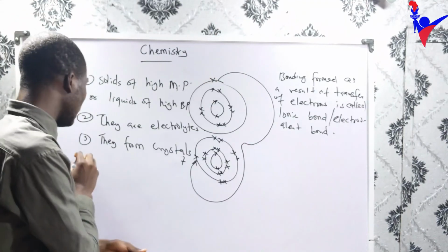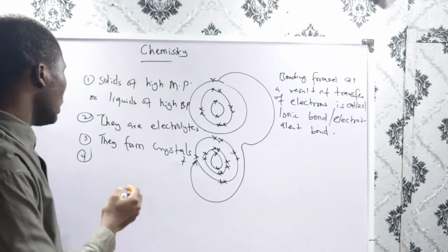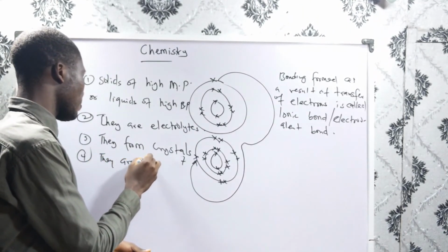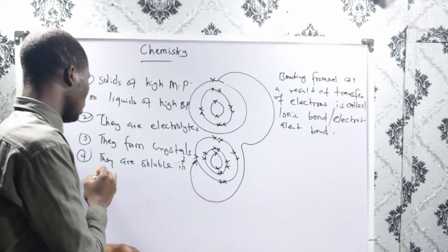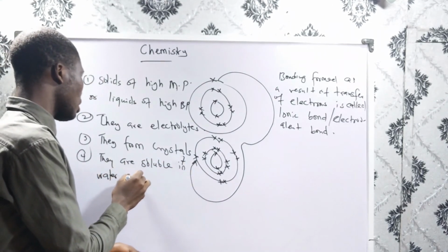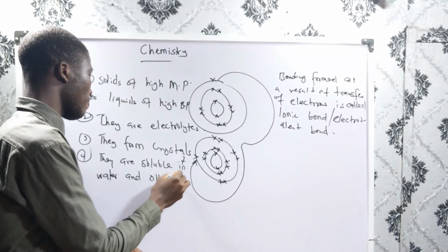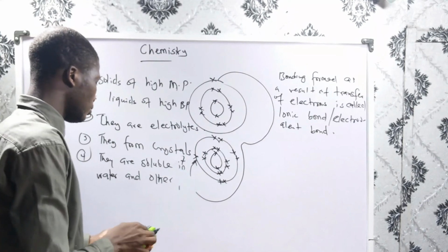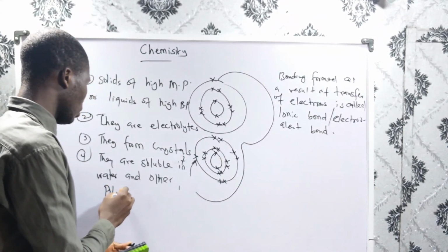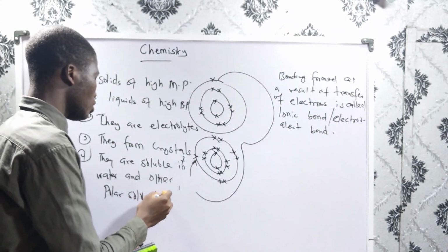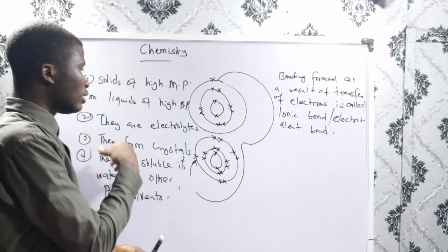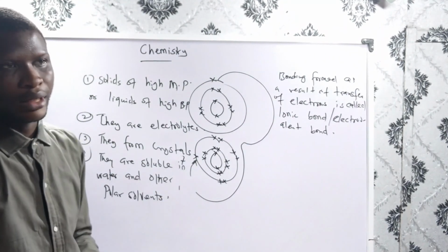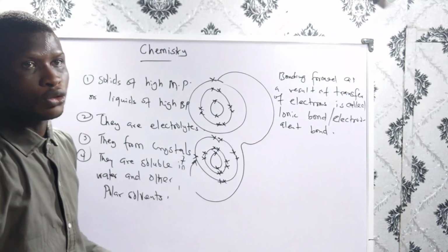Let me add one more, although we are told to give just three. Another is that they are soluble in water and other polar solvents. So that's about the question. We are told to give three, and now I've given you four. You can read more to learn about this and you'll be fine. So 1, 2, 3, 4. These are the features of electrovalent compounds.